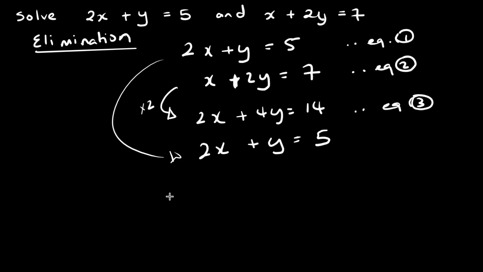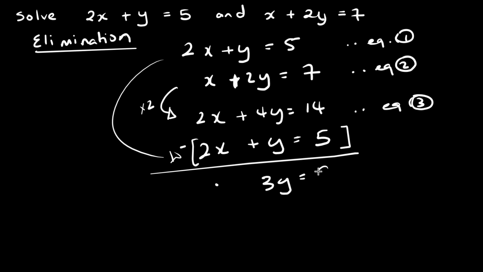Let me just make sure: multiplying this by 2, we get 2x, this by 2, we get 4y, this by 2, we get 14, and this as is, 2x plus y is equal to 5. So now all we need to do is subtract. 2x minus 2x is 0, 4y minus y is 3y, and 14 minus 5 is 9. And we're almost done, because this means that y is equal to 9 over 3, which is just 3. And if y is 3, we can substitute that into what we had before.